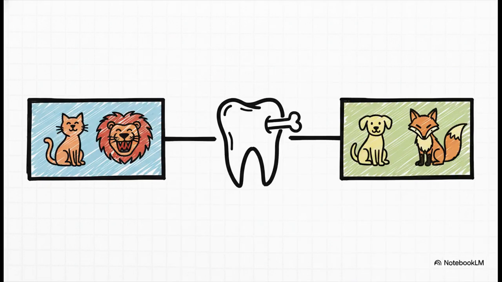Next up, we have order. This level groups together related families. For instance, the order Carnivora is for animals that are mostly meat eaters. In this one order, you'll find the cat family, which is Felidae, and the dog family, Canidae. They both share a diet, but they are clearly different families.